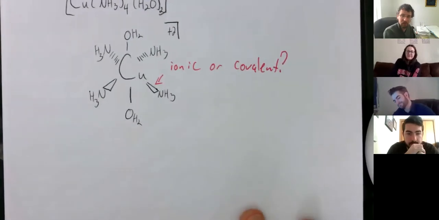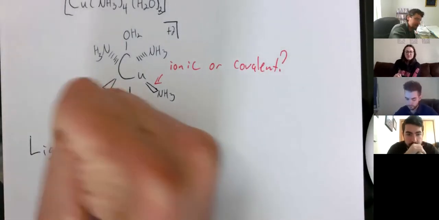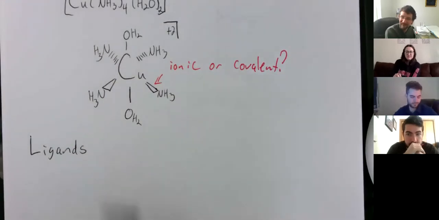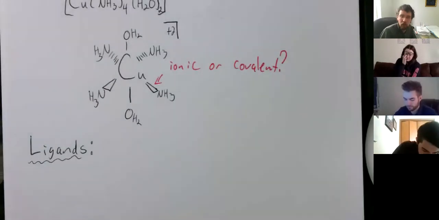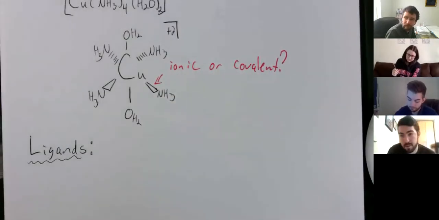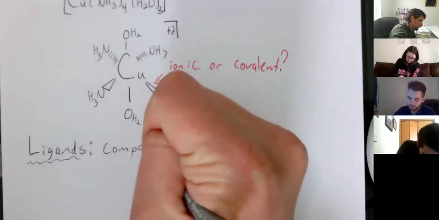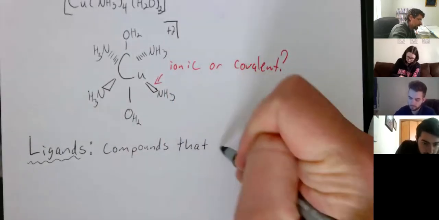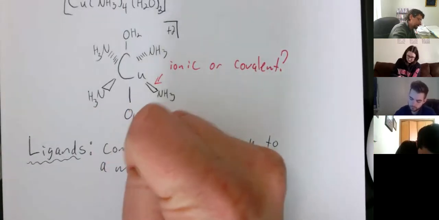So let's talk about the nomenclature. Josh, you said something about ligands. Some people say ligands. I don't really know why I see ligand, but does anybody know what a ligand is? The atom or molecule attached to a transition metal, I guess? Yeah. We're just going to say metal in general. But yeah, compounds that attach to a metal center.